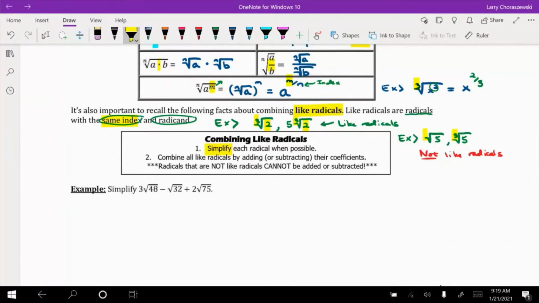So once you simplify, you want to combine all like radicals by adding or subtracting the coefficients, much like you would with combining like terms with a polynomial. Radicals that are not like radicals cannot be added or subtracted. So for example, if I wanted to add or subtract radical 5 with the cube root of 5, we wouldn't be able to do that. But if I wanted to add the cube root of 2 with 5 cube roots of 2, we would be able to do that since they're like radicals.